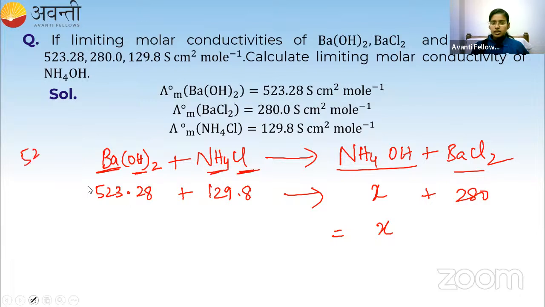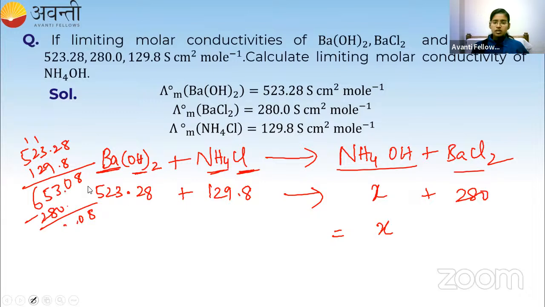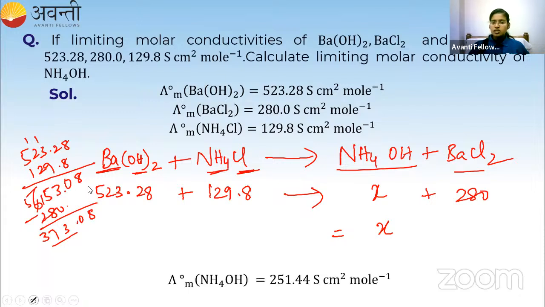So 523.28 with 129.8. Add these two and what we get? We get 653.8 minus 280. Minus 280, right? So it will be 373. Very good, very good. So the answer is coming out to be 373.